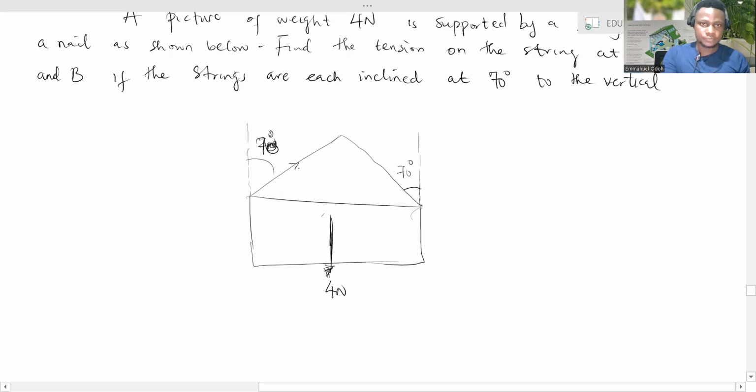So you have to get the tension. That means the tension on both strings are equal. That's why they are T, T. So you have to find the tension. Note that this force here is vertical, so if you are drawing the force diagram, you can see them as concurrent forces. Please, if we have three forces, T, T, and 4 Newton, just draw them.